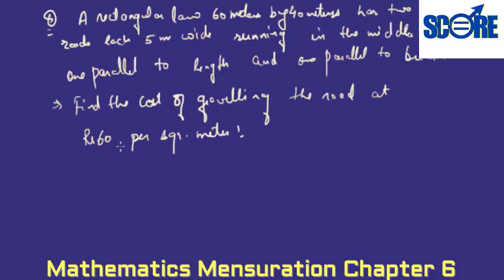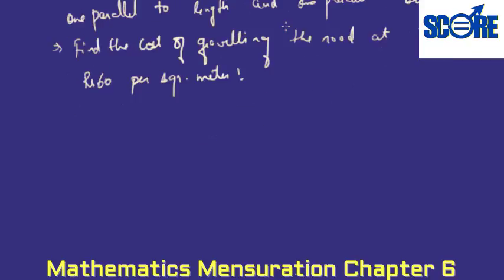Now this is the question. First let's understand the problem. There is a rectangular lawn which is 60 meters by 40 meters. The lawn has two roads in the middle of it, which are 5 meters wide, parallel to the length and the breadth. We have to find the graveling cost of these roads.